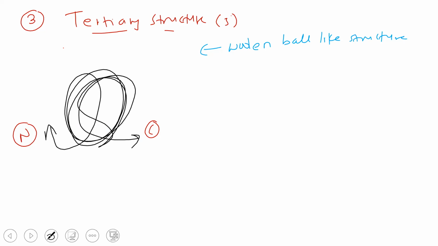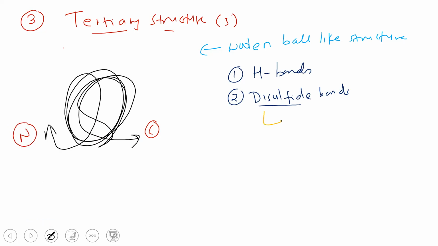Now it has two types of bonds. It will show mainly hydrogen bonds, and second, it will show disulfide bonds. Now what are disulfide bonds? These will be formed between two sulfur containing amino acids. Can you remember any sulfur containing amino acid example which we discussed yesterday?